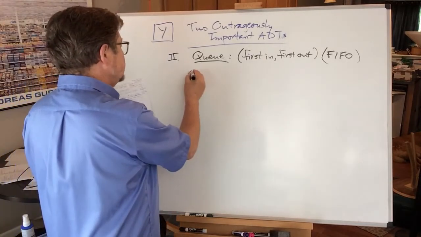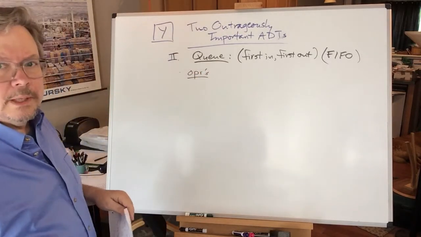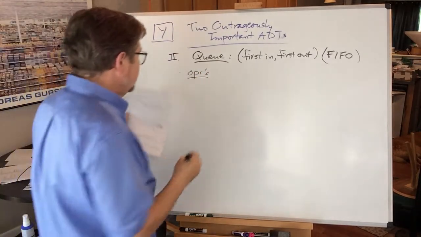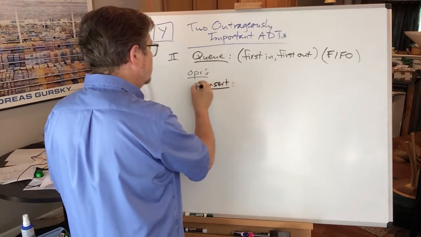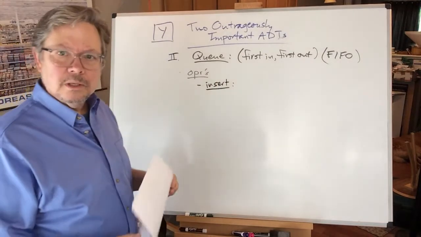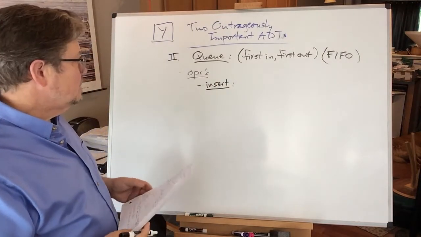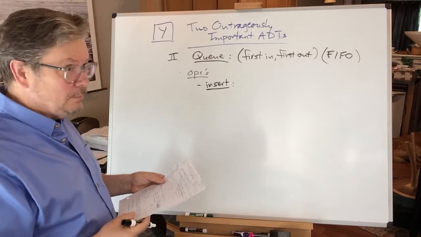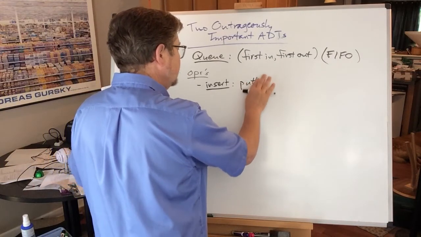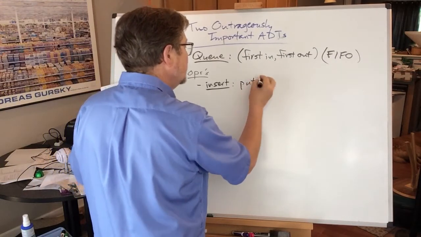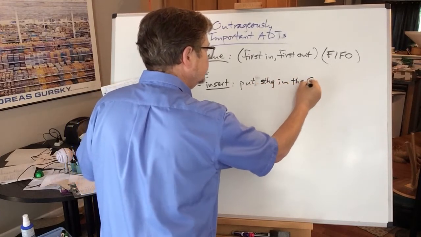Queue operations. Any self-respecting object that wants to call itself a queue better be able to do these things. They better be able to handle an insert. That's even a more boring name than push, isn't it? Push is a little more exciting, a little more exotic. Insert has even got a boring description. Put something in the queue.